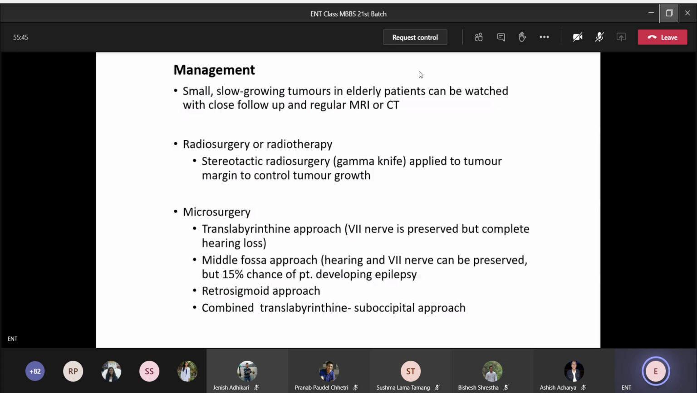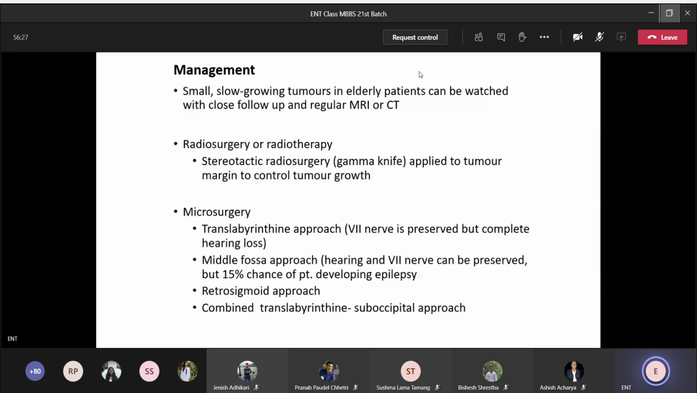There's another option, known as radiosurgery, or radiotherapy you can give. So there's stereotactic radiosurgery using the gamma knife, which can be applied around the tumor margin in order to control the growth of the tumor. So you can go ahead and do this if the facility is there. And there is microsurgery. You use the microscope, and usually the neurosurgeon does it, or even ENT and neurosurgeon can sit together and do the surgery. So there are various approaches regarding this microsurgery.